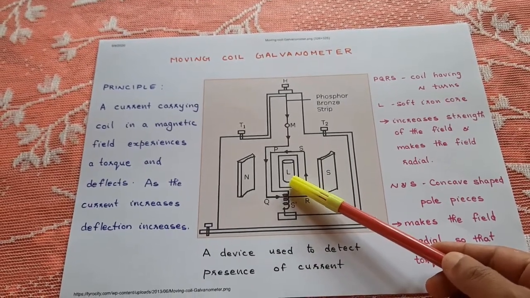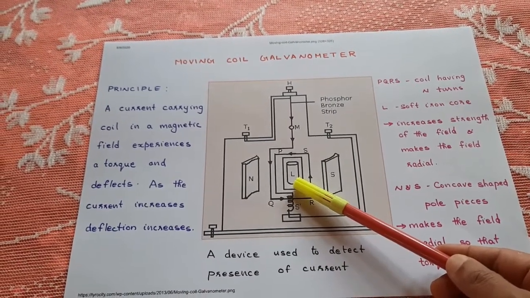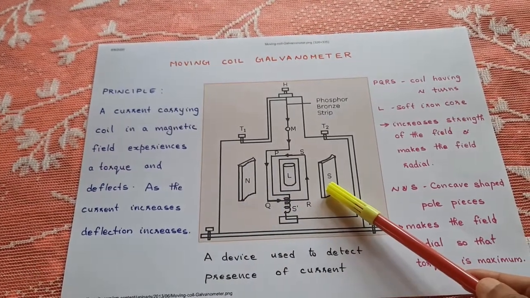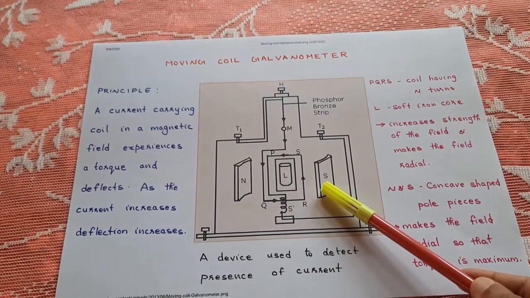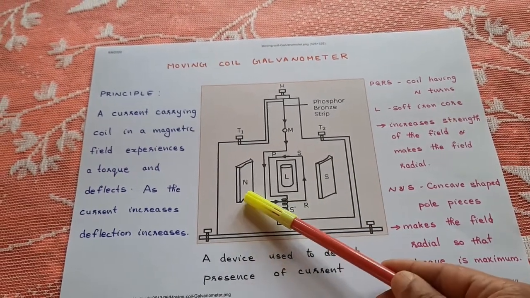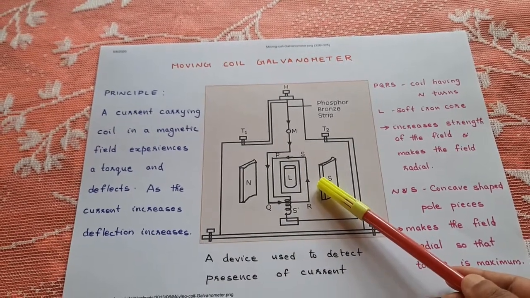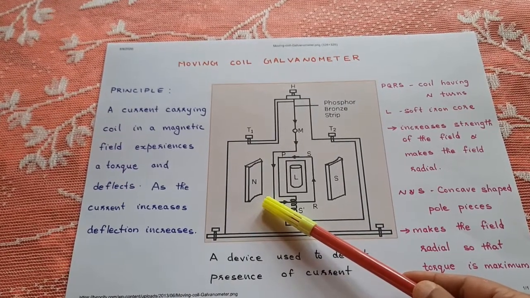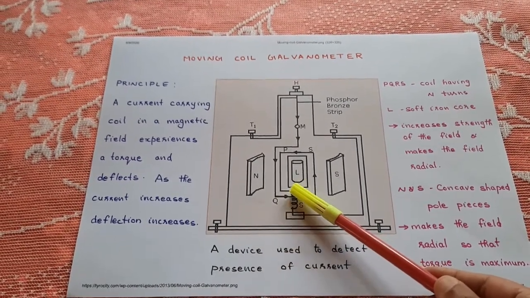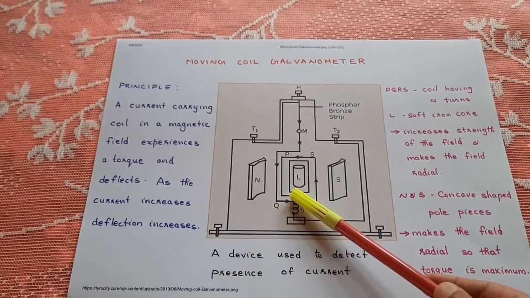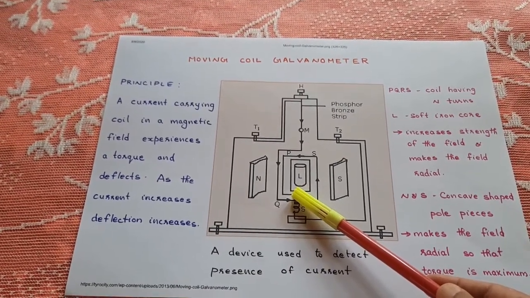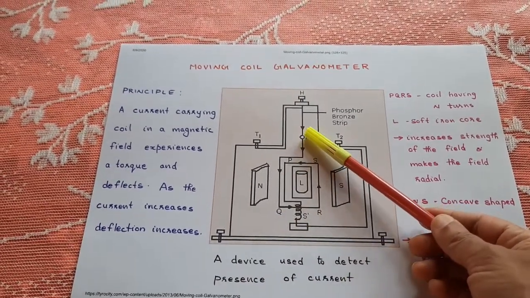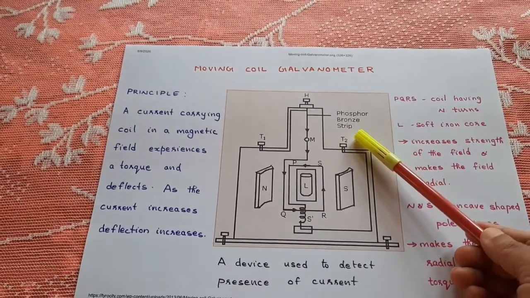A soft iron cylinder is used as the core, and it is kept between the pole pieces of a powerful magnet. The pole pieces are concave in shape so that it produces a radial magnetic field. Since soft iron is a ferromagnet, it increases the strength of the magnetic field. The coil is suspended by a phosphor bronze strip.